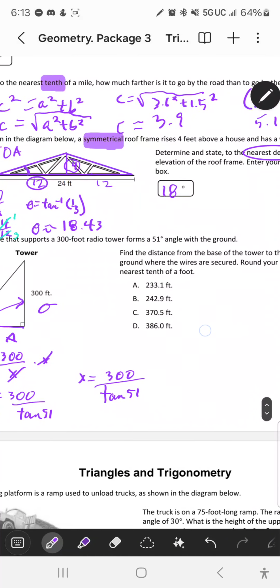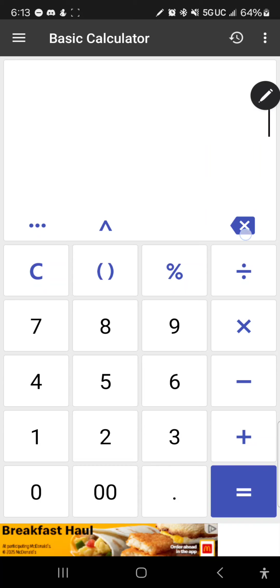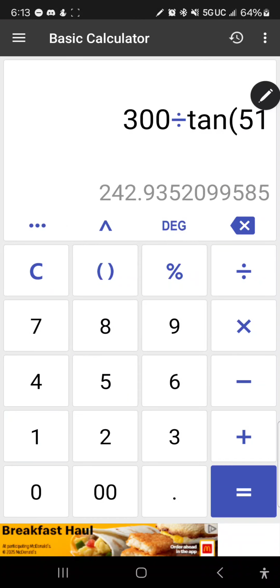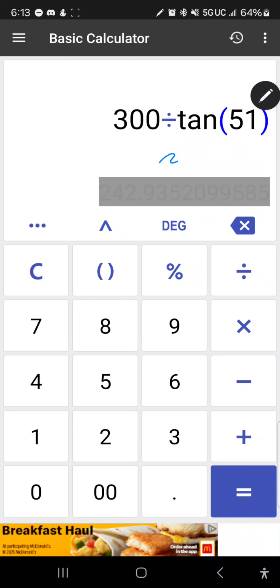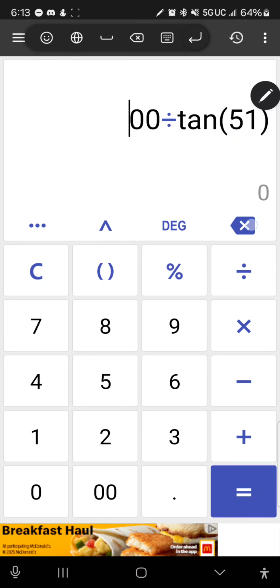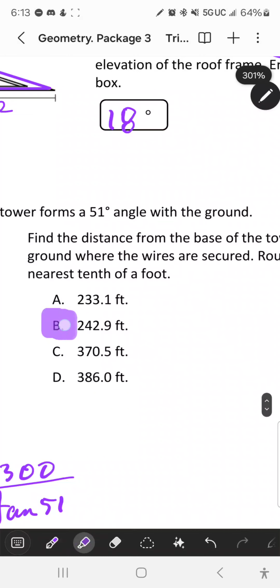Now we're looking for the nearest tenth of a foot, so it's one number after the decimal. 10 only has one zero, so one number after the decimal. And I go to my calculator. I'm going to say 300 divided by tangent of 51. And we're looking for one place after the decimal, so it is this one. Oops, the first one. So it's 242.9, which is B.